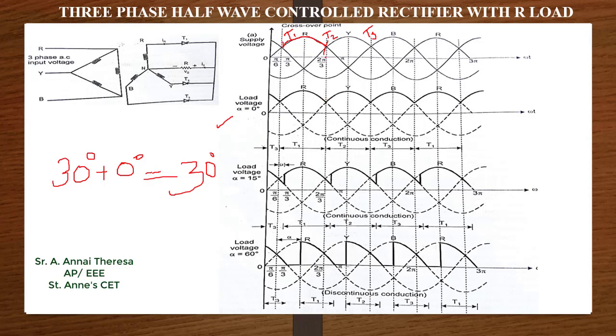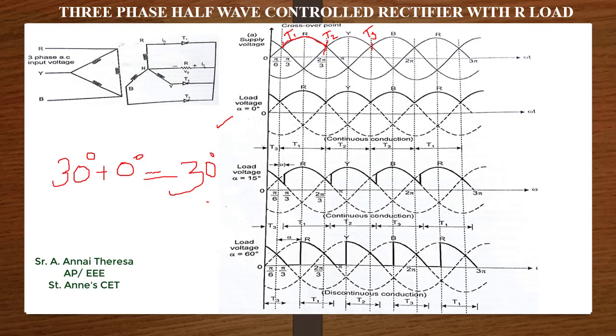Then at this point T2 is triggered. From this point the Y phase is maximum, and Y is connected with the thyristor T2, so T2 is forward biased. Now I am going to trigger the thyristor T2 at this point, at this 30 degrees. For the R phase this is 30 degrees, for the Y phase this is 30 degrees, and for the B phase this is 30 degrees. Since the Y phase is maximum, I am going to trigger this T2 at this point, that is 30 degrees.